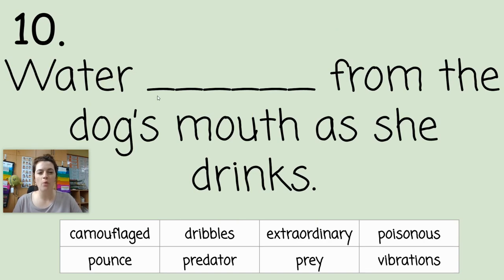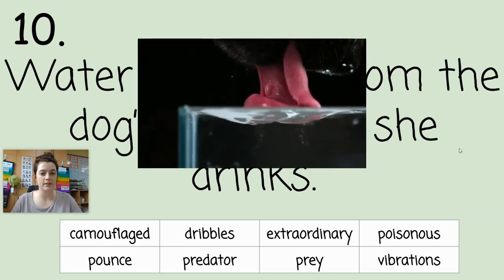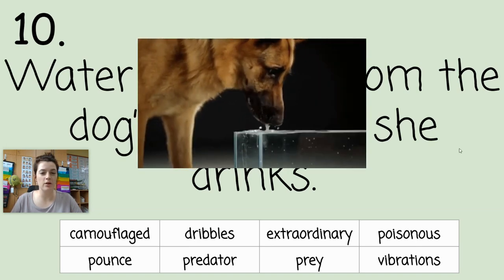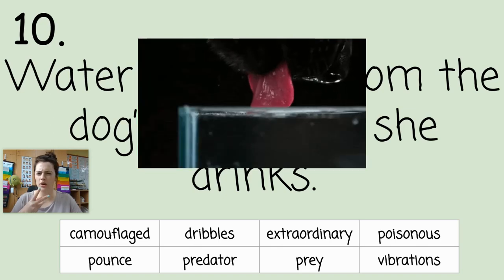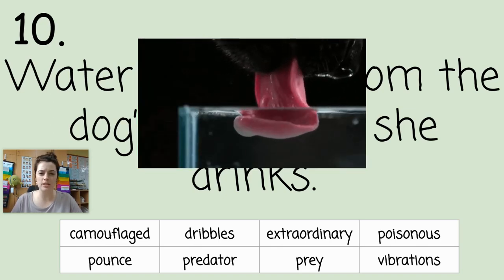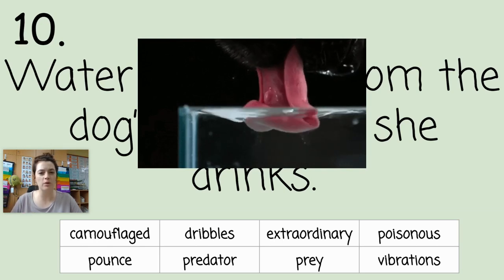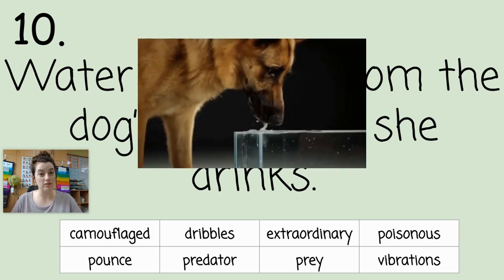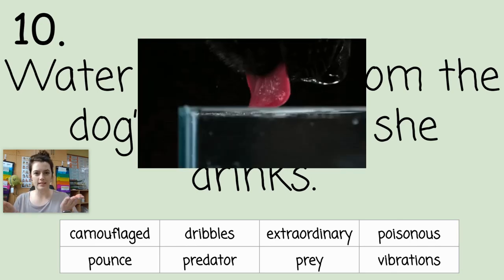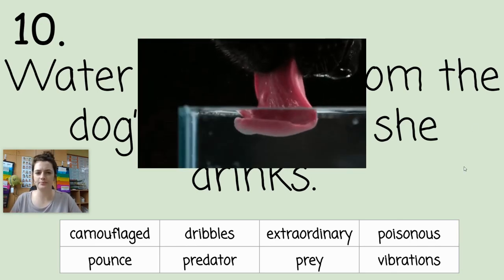Number 10, water blank from the dog's mouth as she drinks. All right, let's see a funny video of a dog drinking. Now, this is a slow motion video where you can see all that dribbling water, but it also teaches us how a dog's tongue works to bring water to its mouth. Pretty interesting. Science. And a little bit gross.